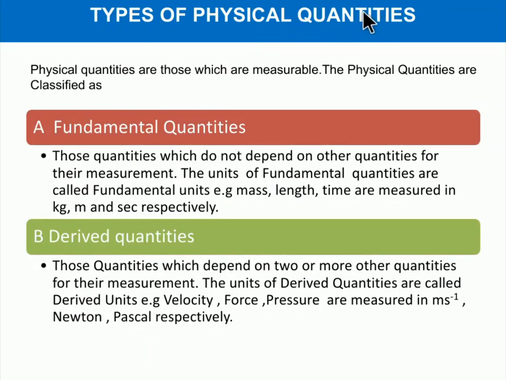Types of physical quantities. Physical quantities are those which are measurable. The physical quantities are classified as fundamental quantities and derived quantities.